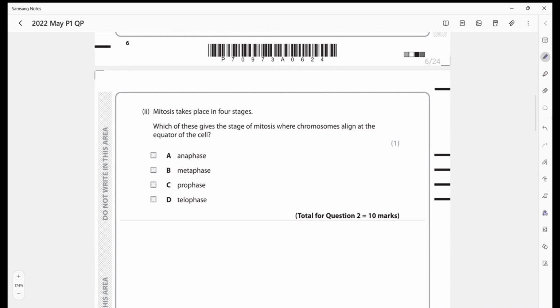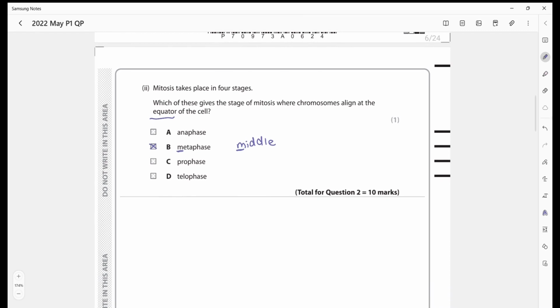All right, last part. Mitosis takes place in 4 stages. Which of these gives the stage of mitosis where the chromosomes align at the equator of the cell? So this would be metaphase. This is how I personally remember it. Metaphase starts with the letter M, and so does the middle. The chromosomes line up in the middle. And we're done with question 2.